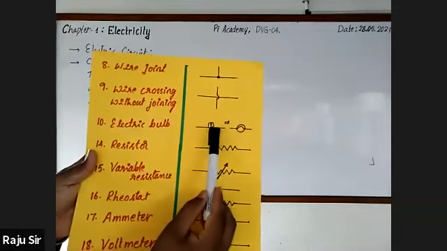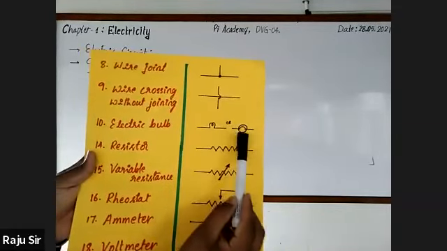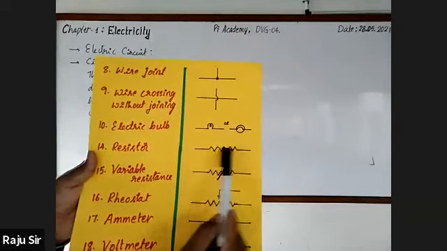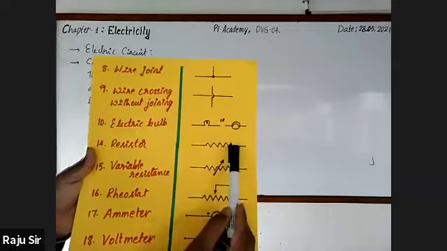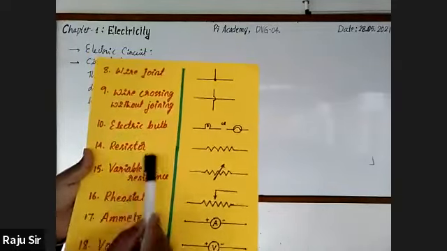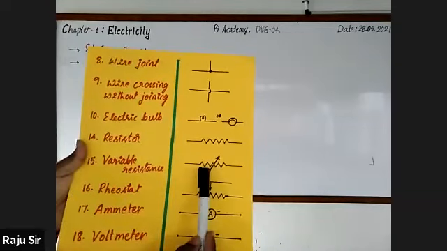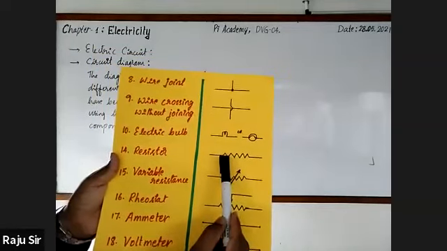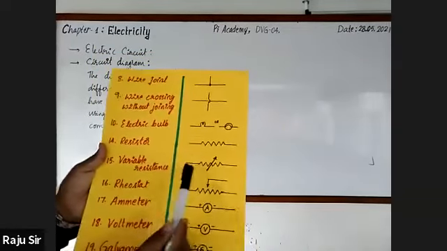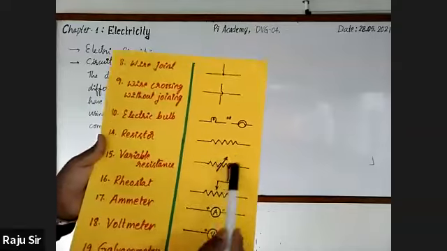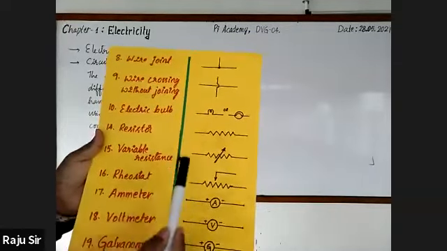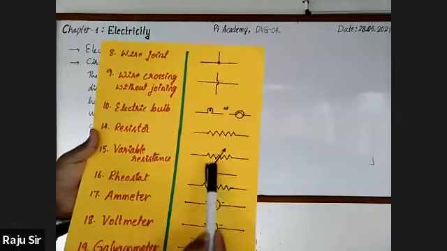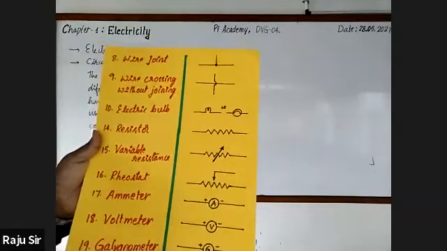Next. This is the symbol of a bulb. Even we will also draw it like this. Next one, it is a resistor. We have zigzag lines. You can observe that. This is a resistor. Afterwards, we'll explain about it. Next one is variable resistance. If the resistance is going to be changed, to represent that, we will use this symbol. That is a zigzag line with an arrow mark.